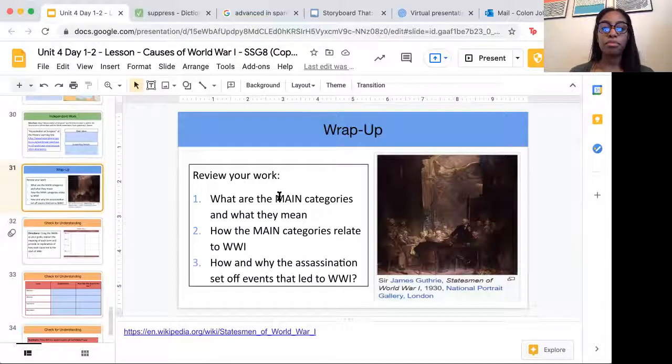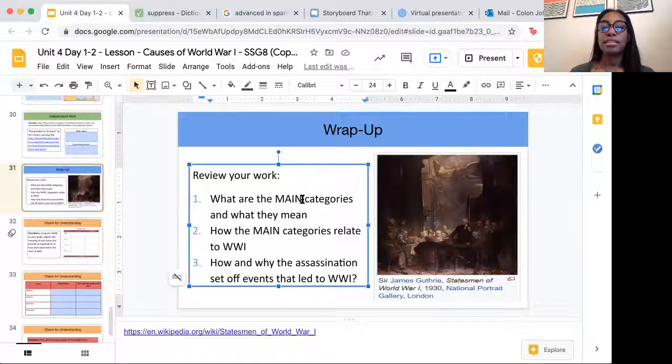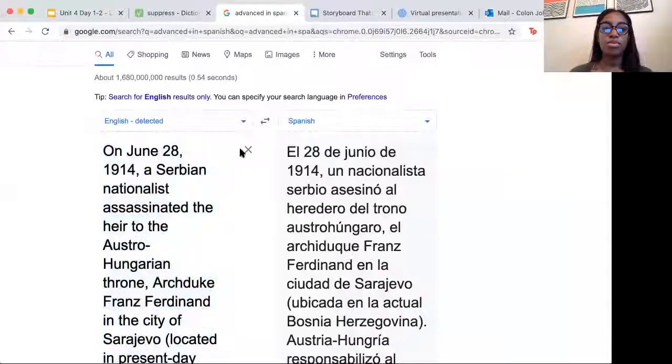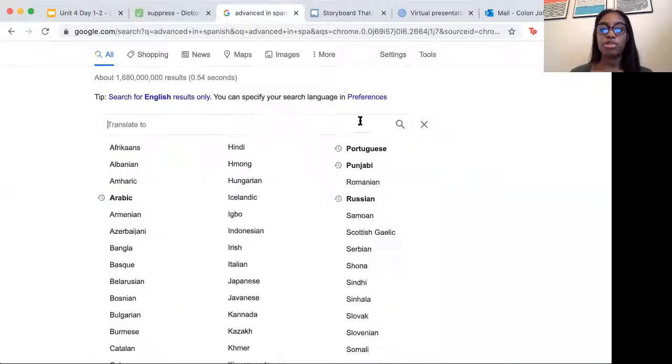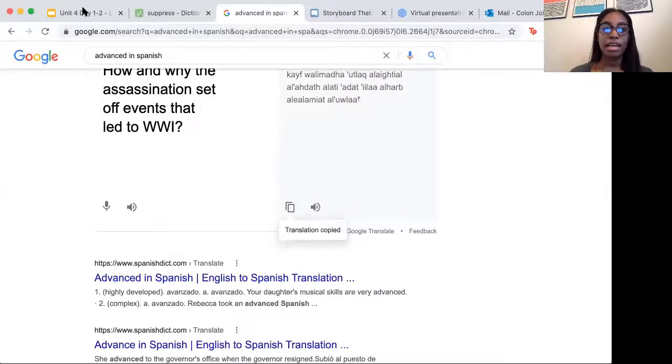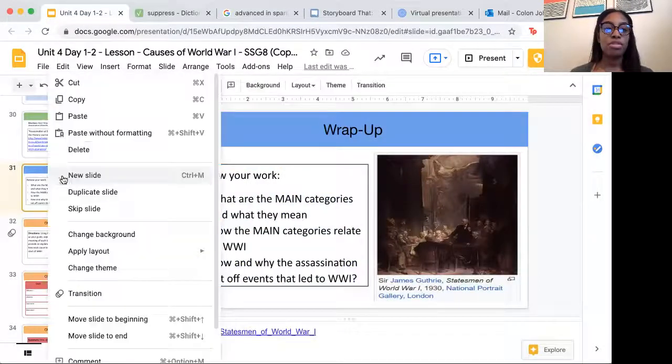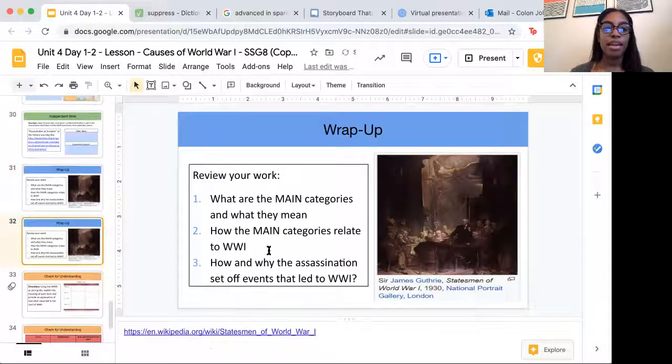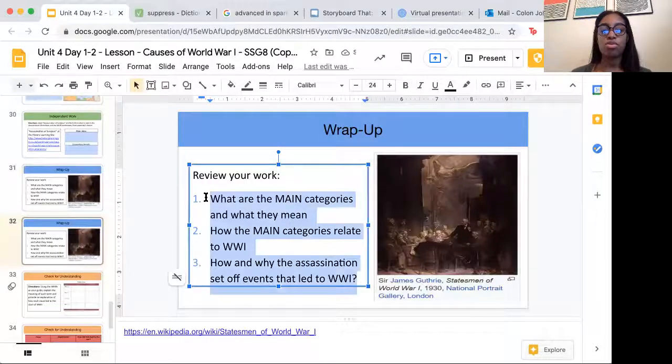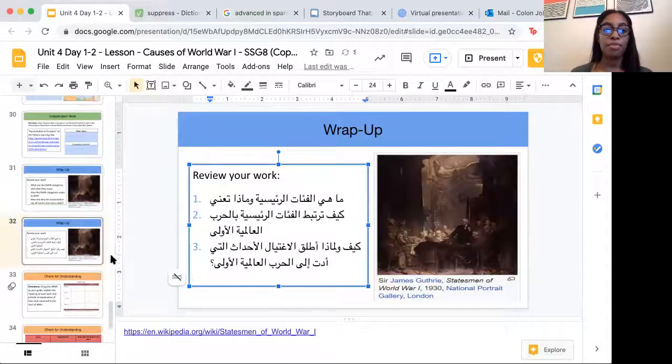So the main categories and what they mean, that's easy, right? Because that's all day 1. The students should understand what this means. The great thing about these review questions is that you can copy and paste them right into Google Translate. Let's say I want to translate to Arabic, right? I have them here. And what I can simply do is duplicate the slide and paste them right into there so the students can have them side by side, right?